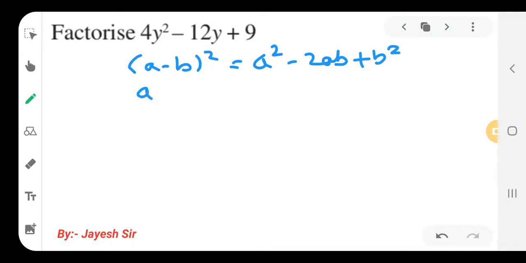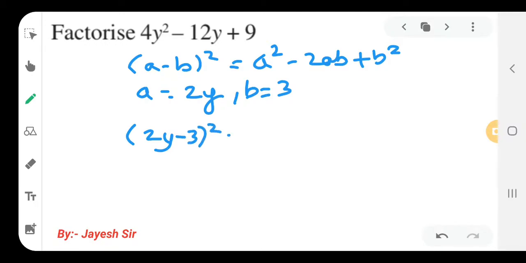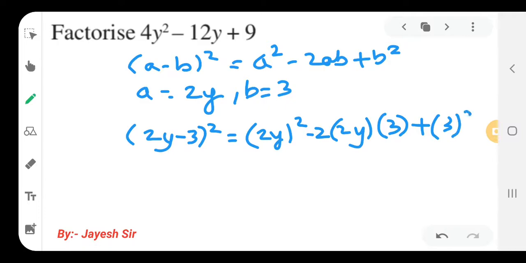So what is the value of a? We can say that is 2y. The value of b we are getting is 3. We will just substitute the values as per our formula. So 2y minus 3 whole raised to square is equal to, the value of a being 2y, (2y) whole raised to square minus 2 times 2y times 3 plus 3 square. Now (2y minus 3) the whole square is written as 4y square, because the square of 2 is 4 and the square of y is y square.